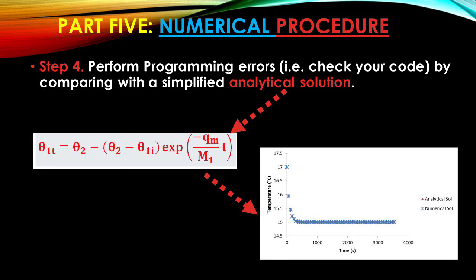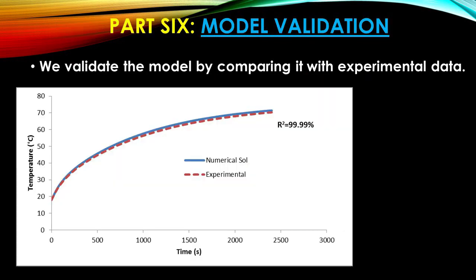And we plot this, the analytical solution, versus the numerical solution, what our MATLAB predicts. Can you see from back there? You can see that they exactly intersect, which assures us that our code is perfectly okay. Good. And the last step, part 6, is to validate your model.